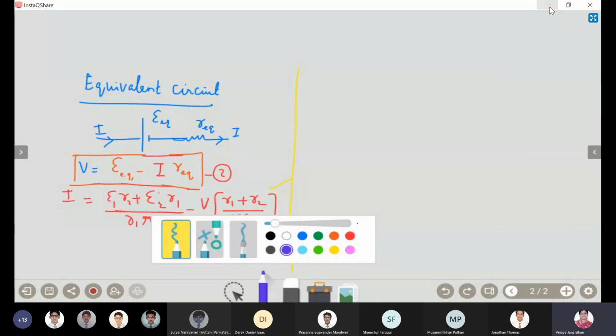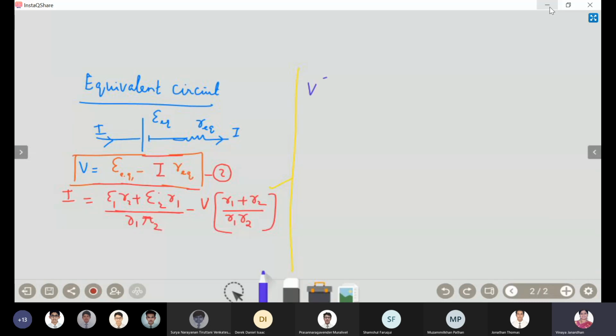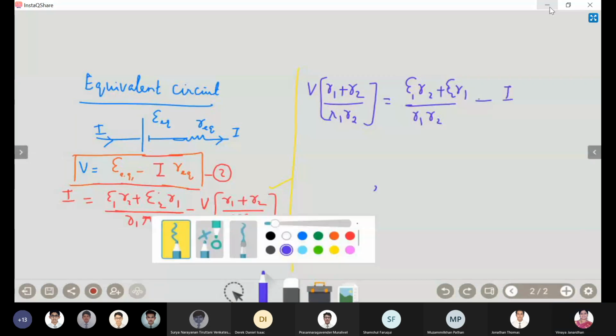So how will I do this? V into R1 plus R2 divided by R1 R2 must be equal to E1 R2 plus E2 R1 divided by R1 R2 minus I. Is that correct, boys? Yes, ma'am. Okay, now what is V now? Just let me know what is V.